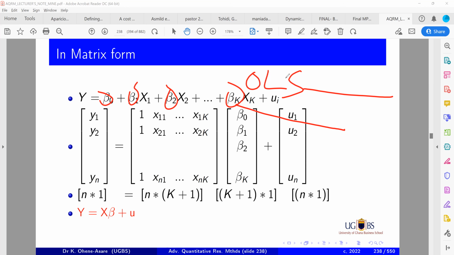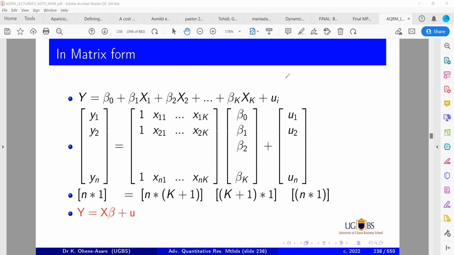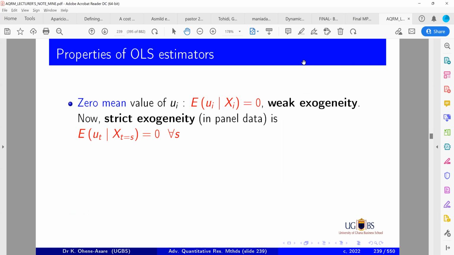What are the characteristics of the beta parameters? I want you to pay attention here because this is the most important thing. You will need this everywhere else. Sometimes when you're even writing theses, you have to make those assumptions explicit. The first assumption, or the first property of the estimators, is what I said earlier: that the expected value of the error term, given the independent variable, should be 0.